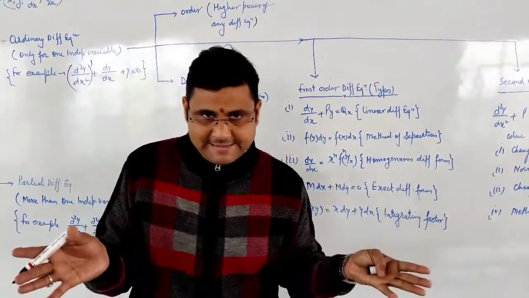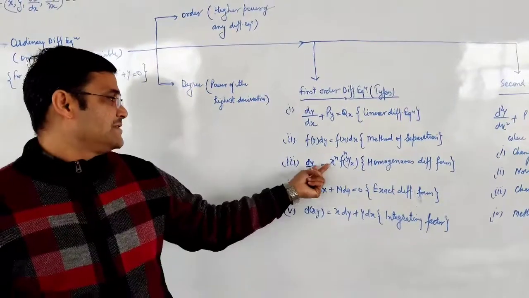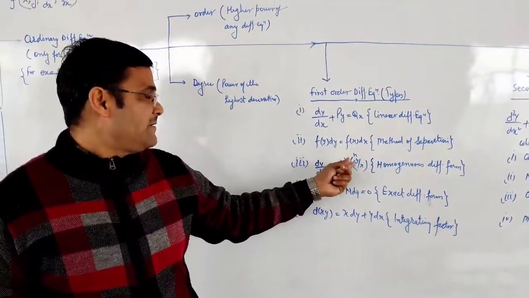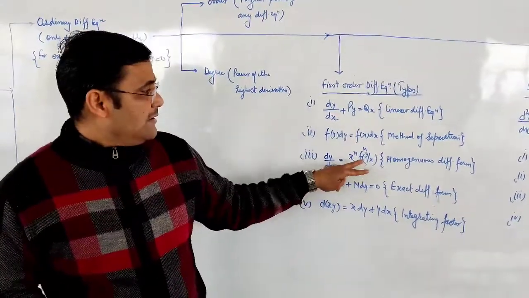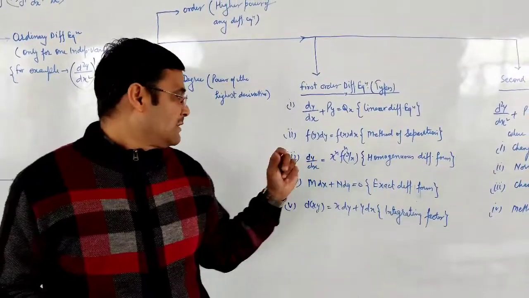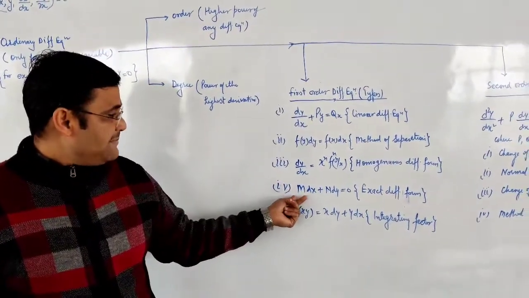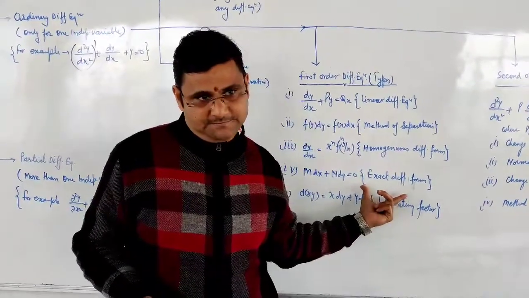And second, the method of separation of variables, that is f(y) dy is equal to f(x) dx. We will separate the variables, then integrate. Third is dy over dx is equal to f(y over x), where f means any function. That is the homogeneous differential form. And fourth is M dx plus N dy is equal to 0, that is the exact differential form.